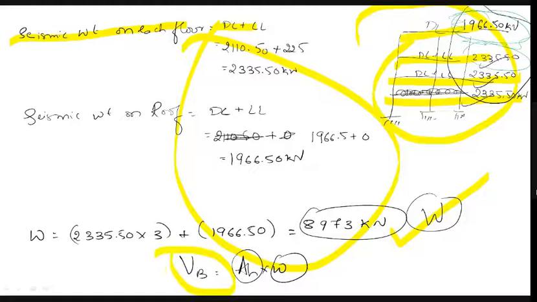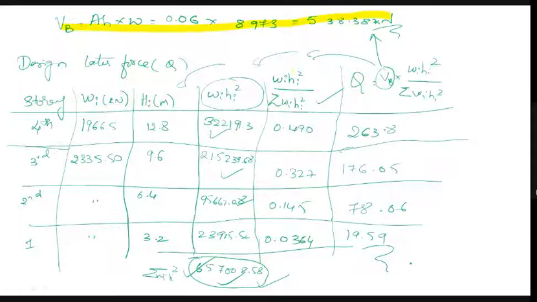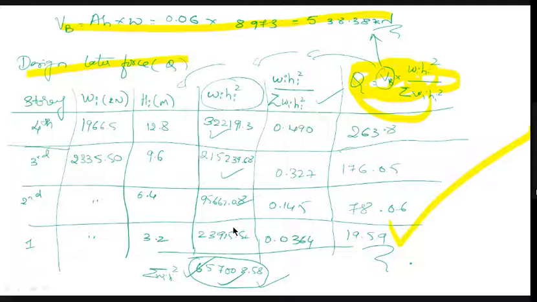So ultimately we calculate the base shear, AH into W. So we have got the design base shear. Next we will go for the determination of the lateral forces. You split the formula and calculate the rest of the things.